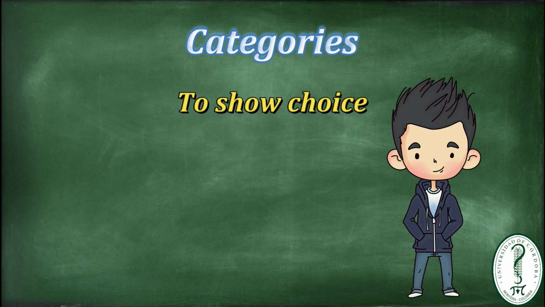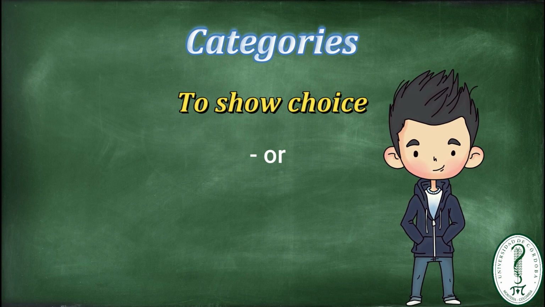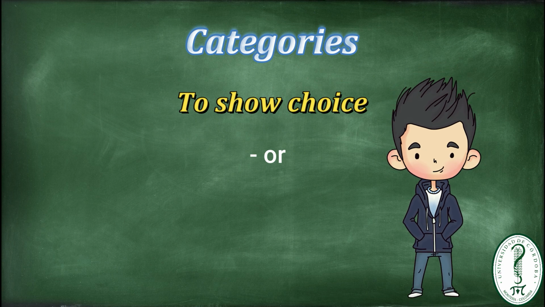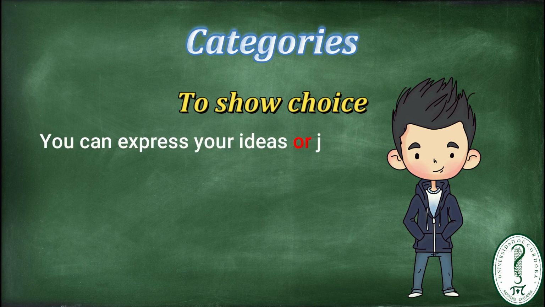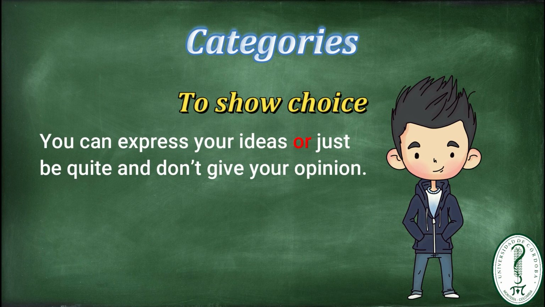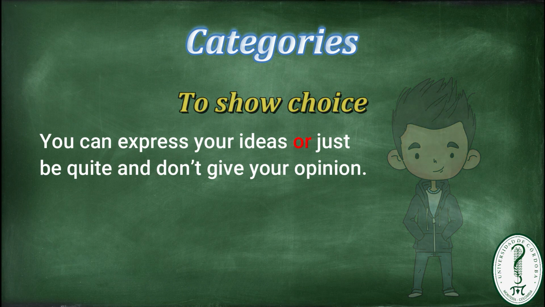Choice. This type of connector is used to express a choice between ideas or things. As the name says, it's used for that. It's not really complicated, it's just because you are in a situation that you have to choose between two things or ideas. That is the use of this type of connector. Now I'm going to give you an example about it. You can express your ideas or just be quiet and don't give your opinion.